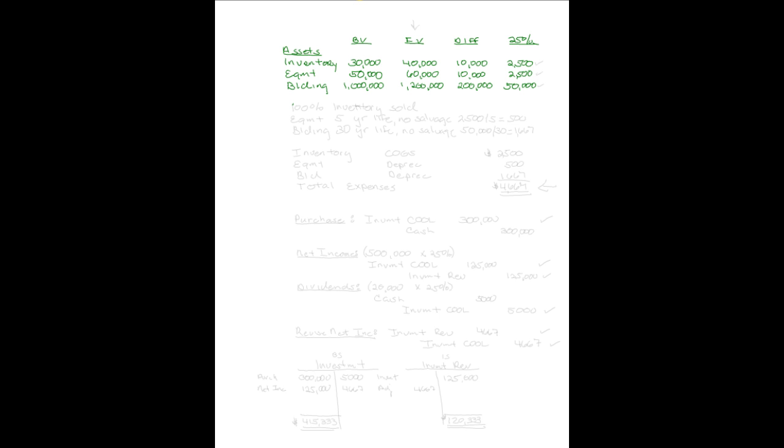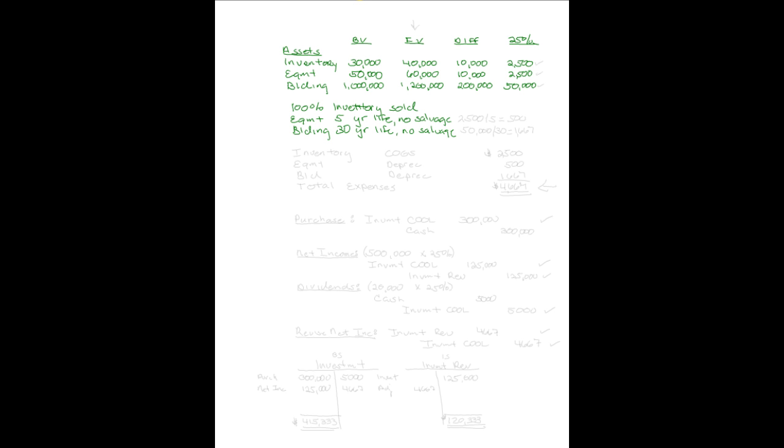We need a few more facts. Let's assume that 100% of the inventory was sold in the current year. All that inventory is gone and new inventory is on the books. Equipment that they had on their books had 5 years left with no salvage, and the building has a 30-year life left.